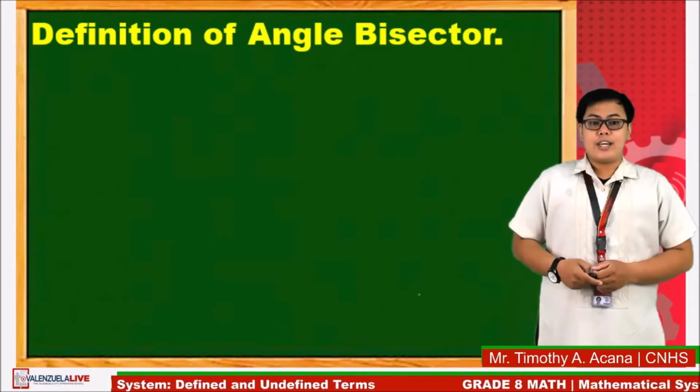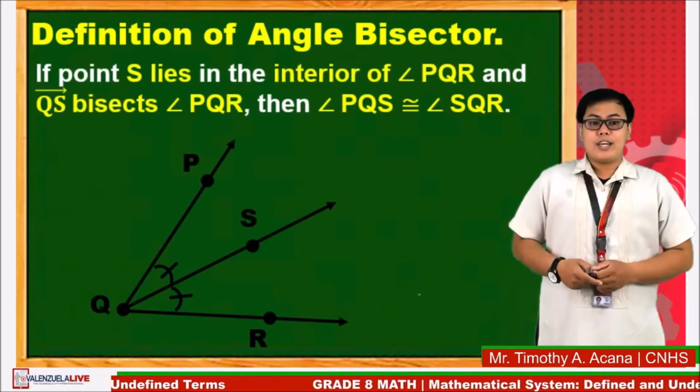Next is the definition of angle bisector. If point S lies in the interior of angle PQR and ray QS bisects angle PQR, then angle PQS is congruent to angle SQR as shown in the figure.